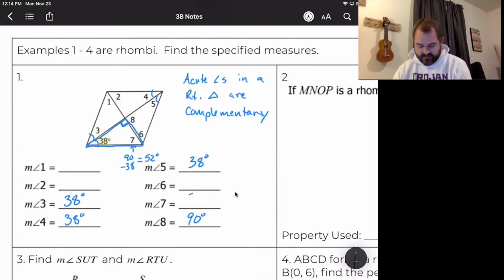So the measure of angle 7 is 52 degrees. But remember, we have these angles here and here that all four are going to be the same value. So I know the measure of angle 6 is 52 degrees. I know the measure of angle 2 and 1 are also 52 degrees. So there's all the pieces, or those angles that I'm looking for in this problem.